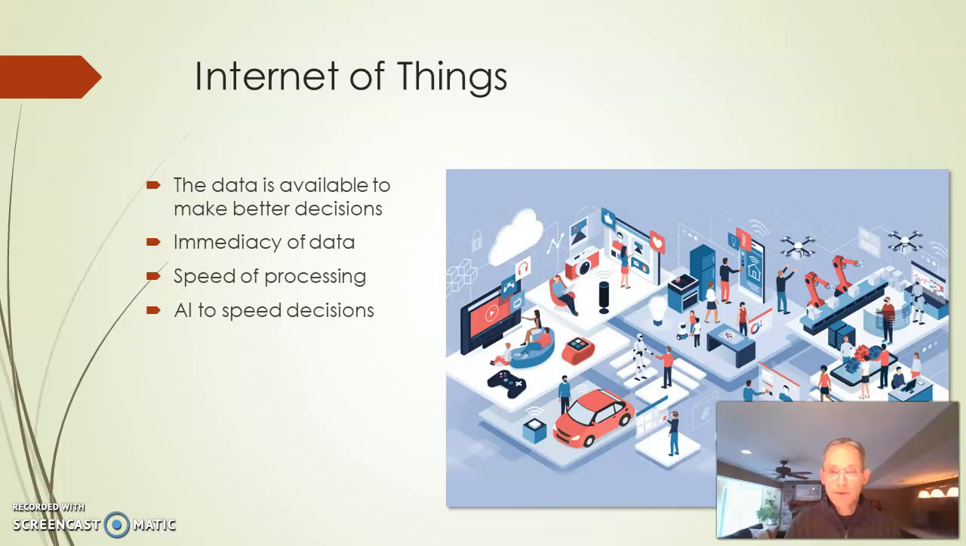The Internet of Things, as we talked about in the connectivity presentation, brings all that data in. So now in that OODA loop, where we're observing, we have a lot more to observe, and a lot more that we can orient our decisions around. There's all the immediacy of that data, and the AI that we can develop to speed those decisions and make that OODA loop spin faster and faster.